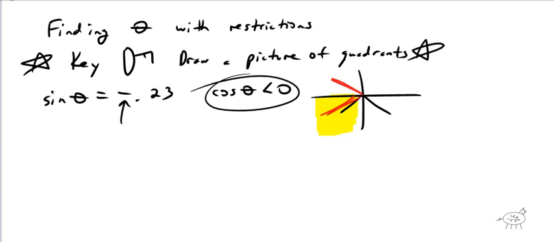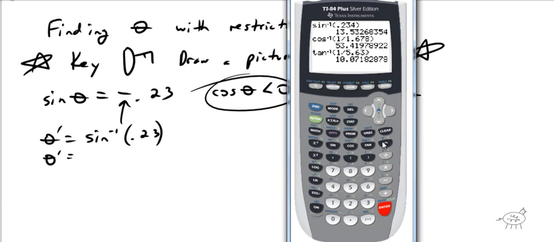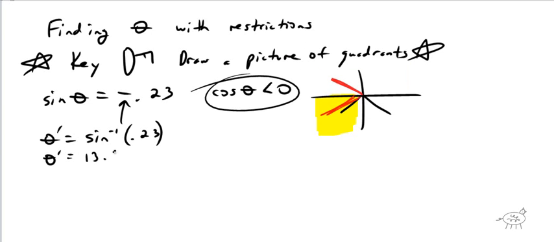Now we're just going to do what we did before. Theta is equal to the inverse sine of positive 0.23, because we need to get a reference angle, theta prime. Let's bring up our calculator. Inverse sine of 0.23, and we'll round to one decimal. It's going to be 13.3 degrees. So theta prime is 13.3 degrees.